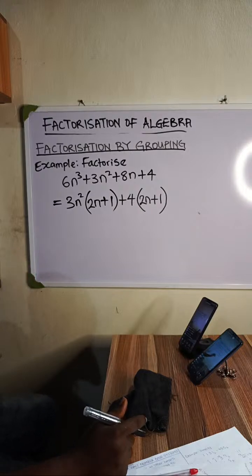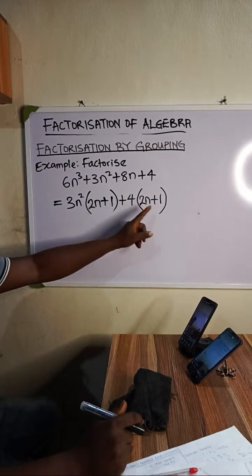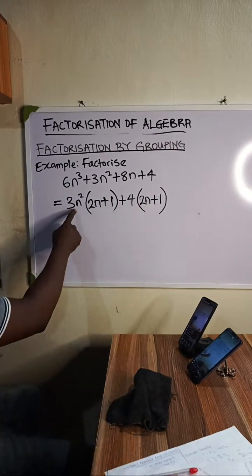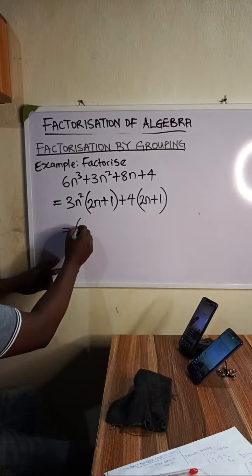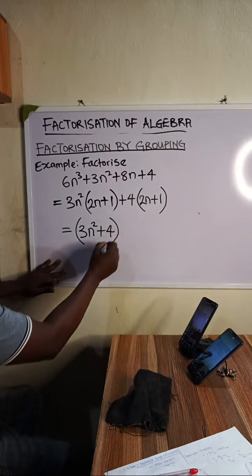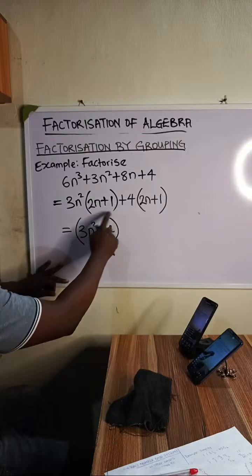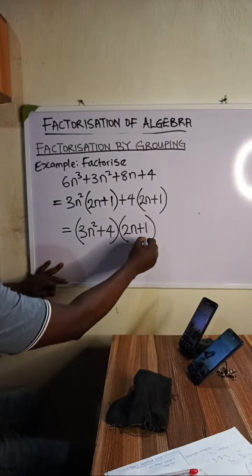Okay, so now you have the same values in the bracket. These two values outside the bracket, you put them in one bracket. So this will give us 3n squared plus 4. Since these two are the same, you pick 1, 2n plus 1.